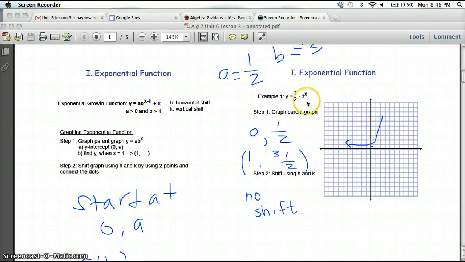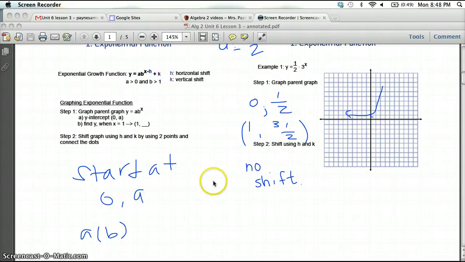So over here our h is actually x, which would just be 1, and then it says plus k. Now if you notice, you don't have a plus or a minus here, so we do not have a k, which means we can't shift this particular graph, but we can graph the parent graph. Now our parent graph always starts at 0, a. So it's going to start at 0, our a is 1/2, and obviously our b would be 3. So we're going to start at 0, 1/2, because we always start at 0, a.